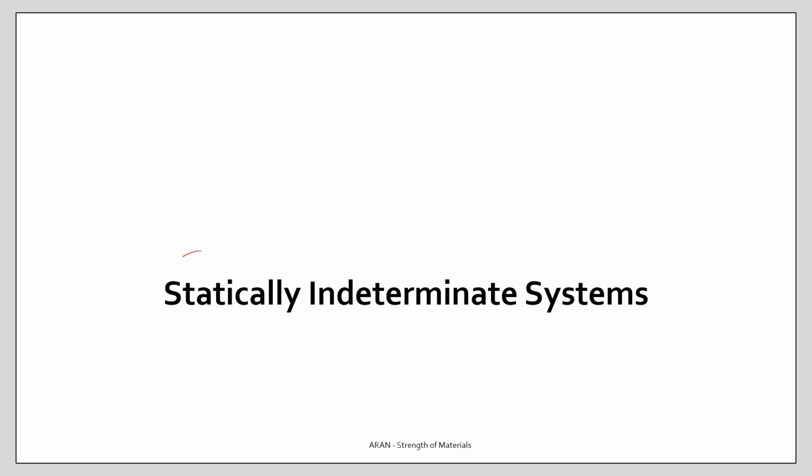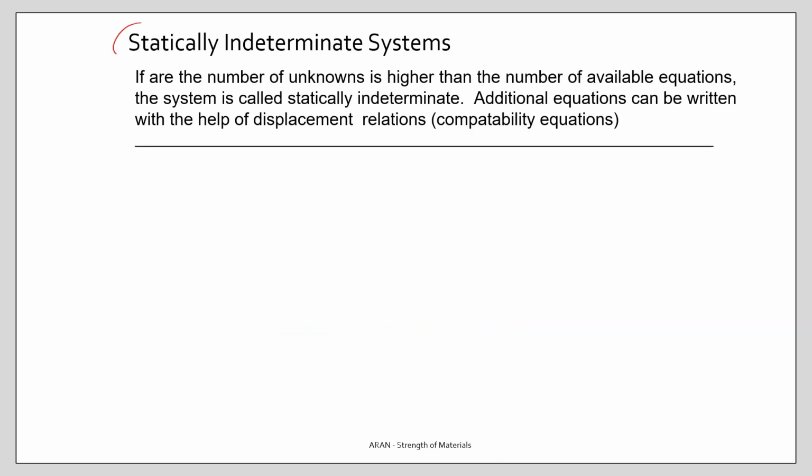In this video, we will talk about statically indeterminate systems. First of all, what is a statically indeterminate system? If in a system the number of unknowns is higher than the number of available equations, this system is called statically indeterminate. That means we cannot solve the problem with our basic equilibrium equation. We need additional equations, so we have to write them, maybe with the help of displacement relations, which we call compatibility equations.